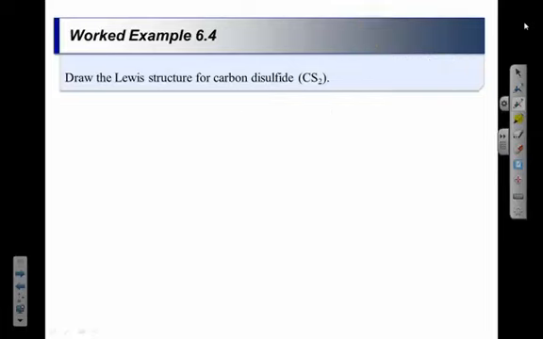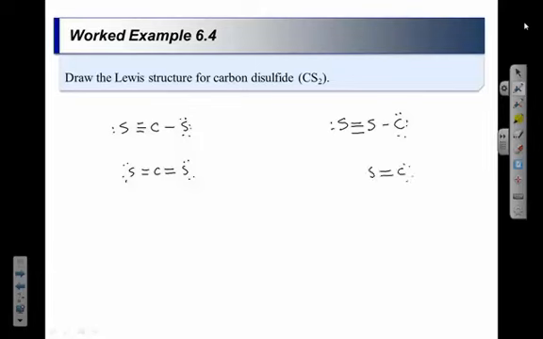Let's look at the one we finished class with last time. So here we said there were a number of structures we could draw. This one was tricky because the carbon and the sulfur had the same electronegativity, so I didn't really know which one should go in the center. So there were a number that we came up with. We came up with a couple with the carbon in the center that make complete noble gas configurations, and we came up with a few that had the sulfur in the center that all had noble gas configurations.